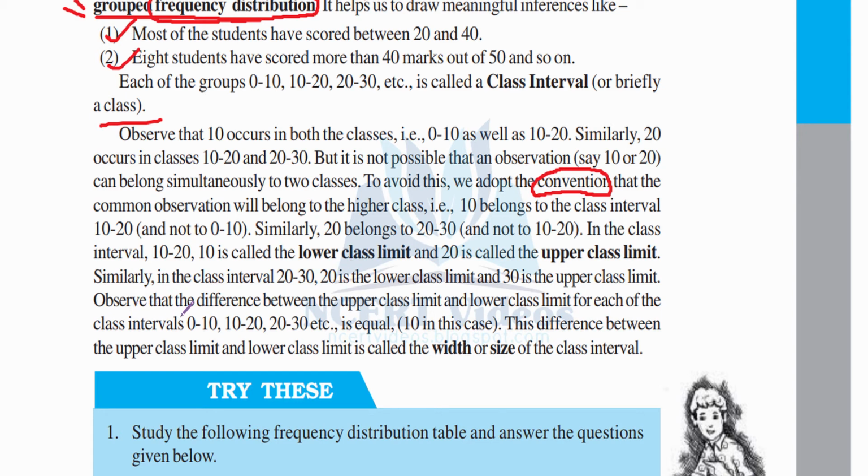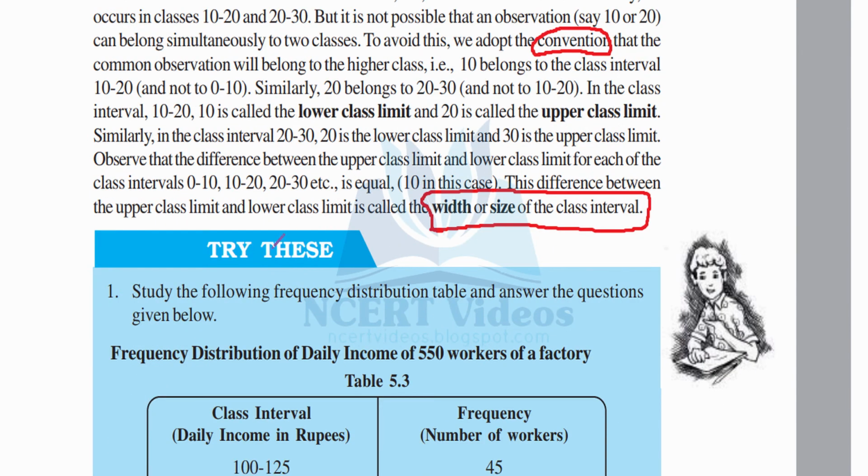Observe that the difference between the upper class limit and lower class limit for each of the class intervals is 10. That is, from 0 to 10, difference is 10. 10 to 20, again difference is 10. 20 to 30, again the difference is 10. So this difference is called width or size of the class interval, and that should remain constant. Else, your representation has no meaningful data. Based upon the discussion, we must try these.